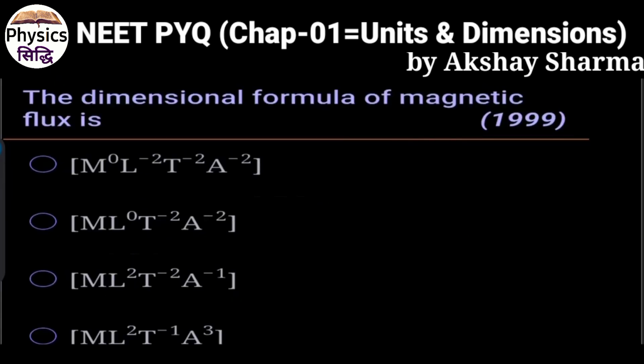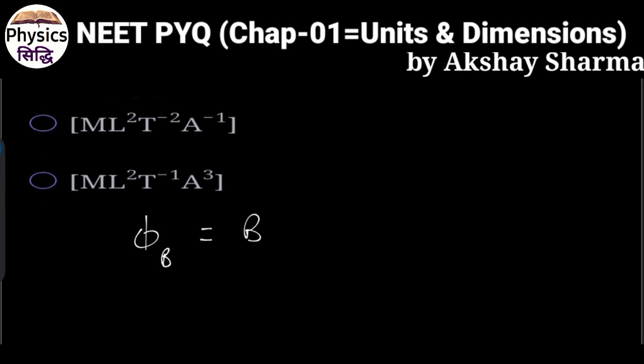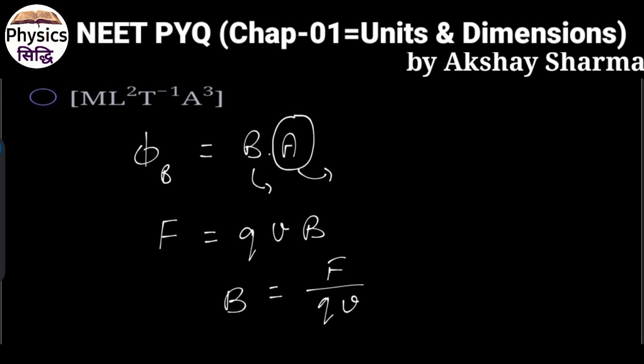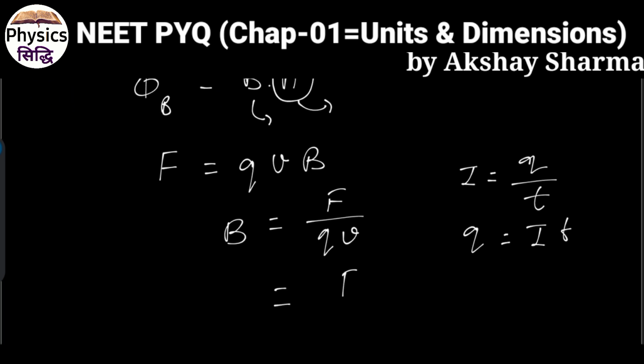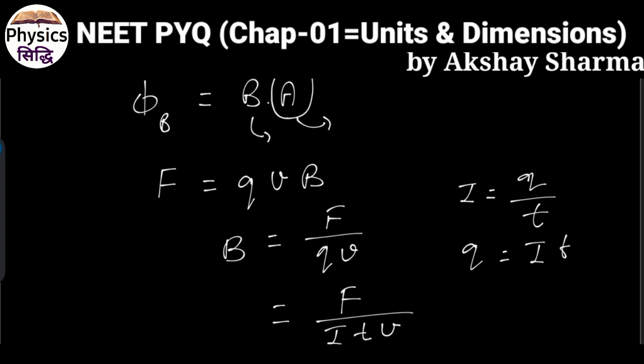The next question: the dimension formula of magnetic flux. Magnetic flux phi b is equal to B into A. Now B is magnetic field, A is area. We are well aware of the dimension of area, but we do not yet know the dimension of the field. If you know the formula F equals q B v, then B is F upon q v, force upon charge into velocity, and I is q upon t. So q is I into t. So without delay, put these values in our formula.